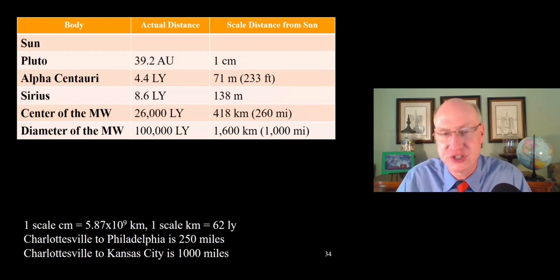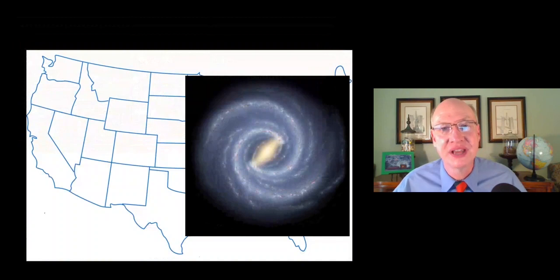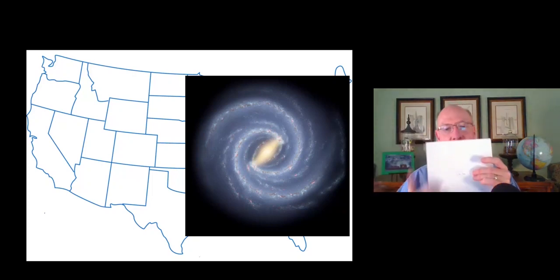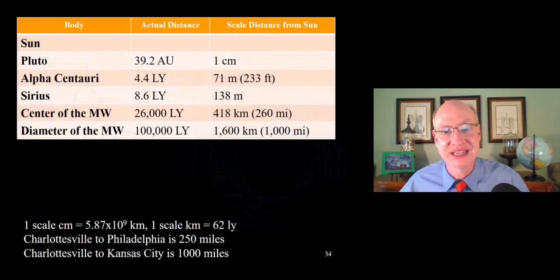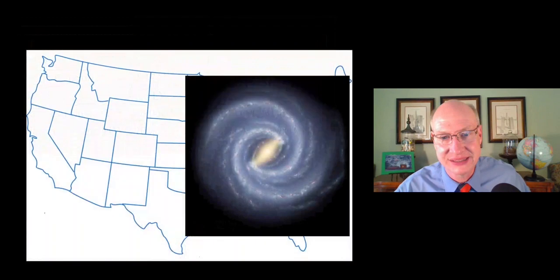To put that in perspective, this is what it looks like compared to the continental United States. There's our Milky Way galaxy. And remember, this is the scale model where this is the size of our solar system. So on this scale model of the galaxy, where our galaxy is about 1,000 miles across, this is the size of our solar system, and we're located about 260 miles, about 418 kilometers from the center of the galaxy. So that is our Milky Way.